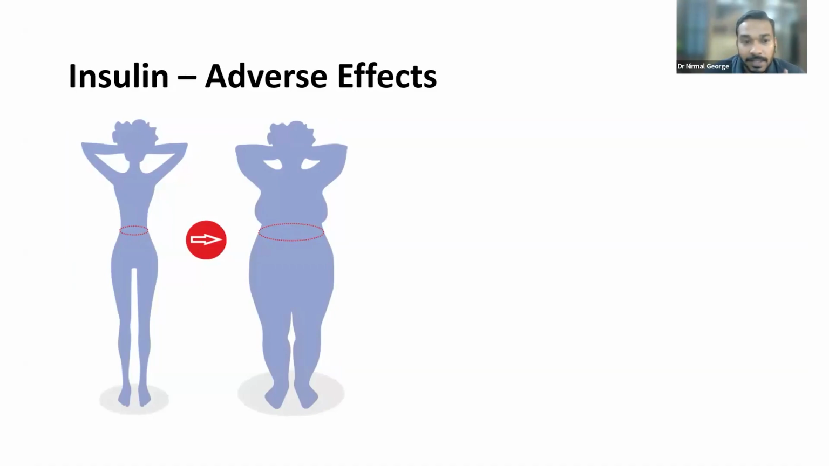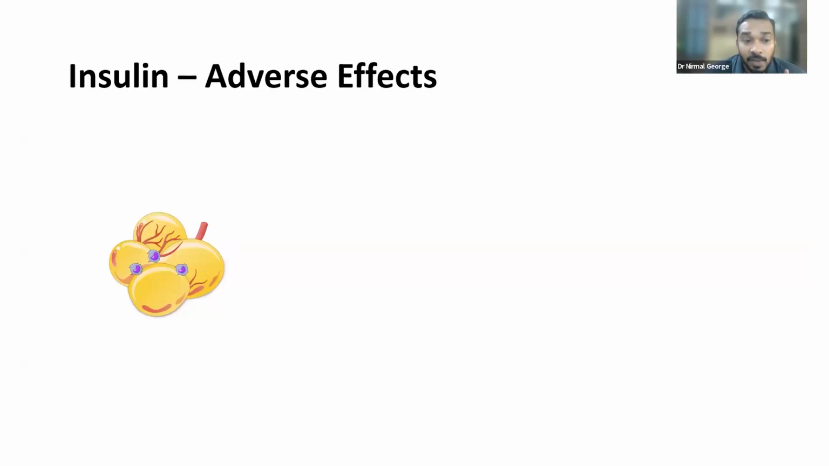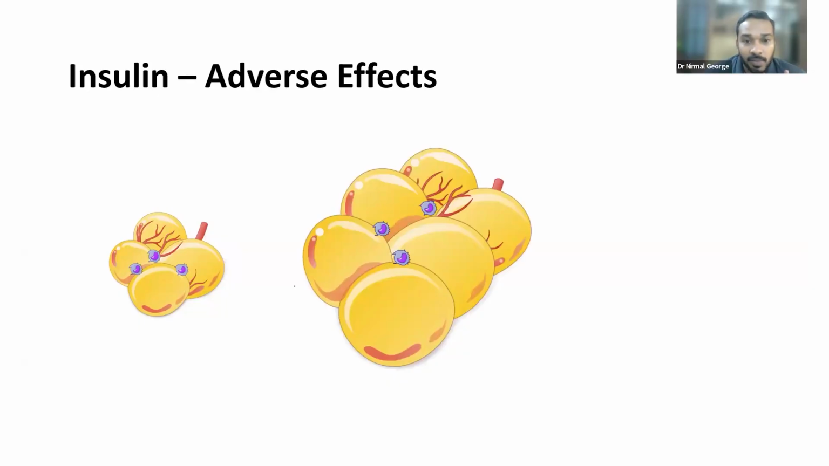Another thing is that since insulin is anabolic, it can result in hypertrophy of the adipose tissue where we are injecting the insulin. So this is known as lipohypertrophy. So these are the major adverse effects of insulin.